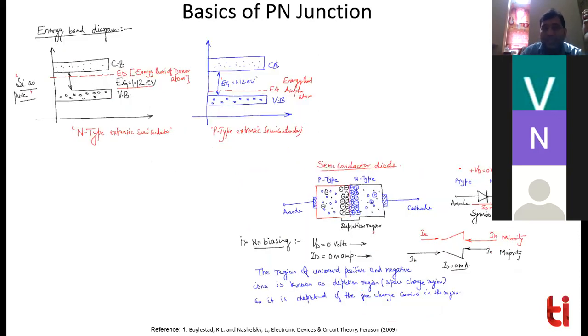Then we have also seen that in case of an N-type semiconductor, you have a donor level which is near to the conduction band. In case of a P-type semiconductor, you have an acceptor level which is near to the valence band. And when you make a p-n junction diode, under no biasing condition, there is no current because the majority and the minority current cancel out each other.